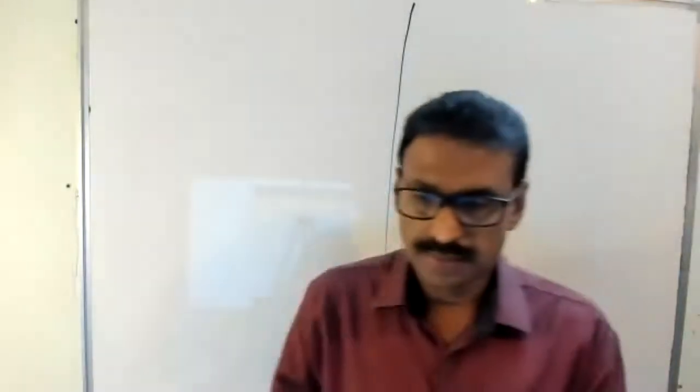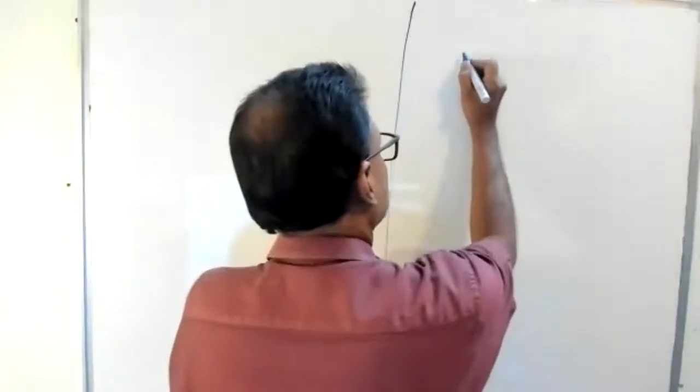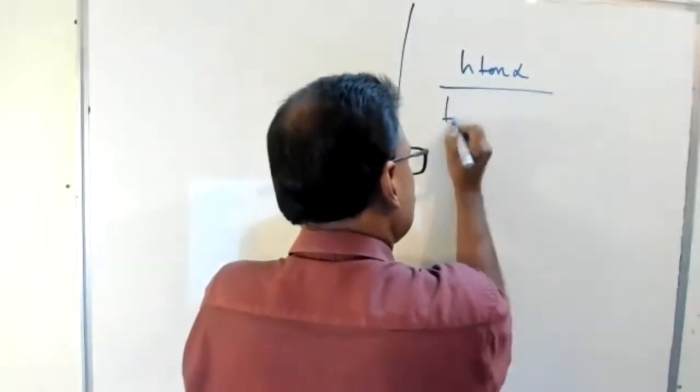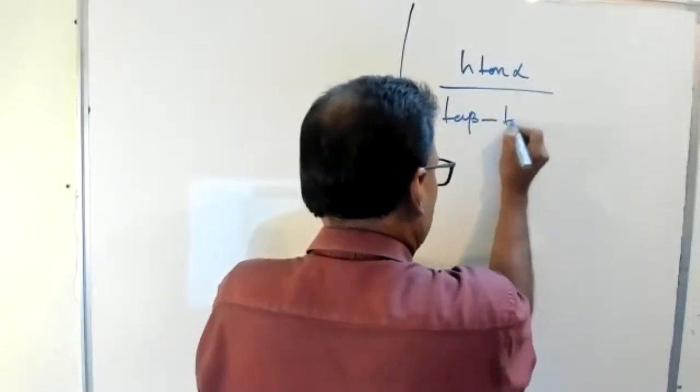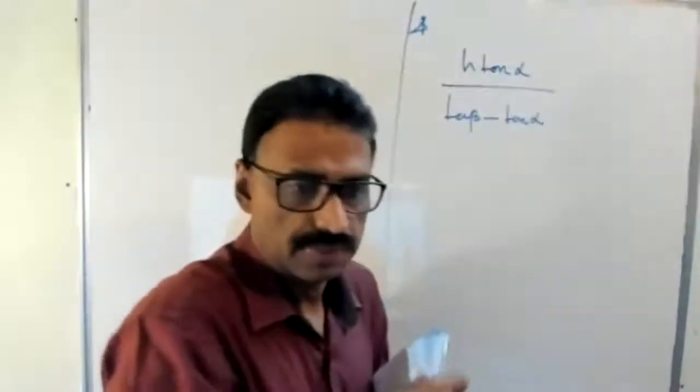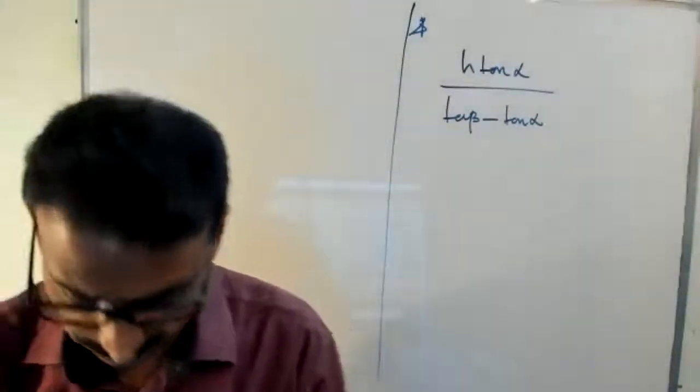Prove that the height of the tower is h tan alpha divided by tan beta minus tan alpha. Question again.